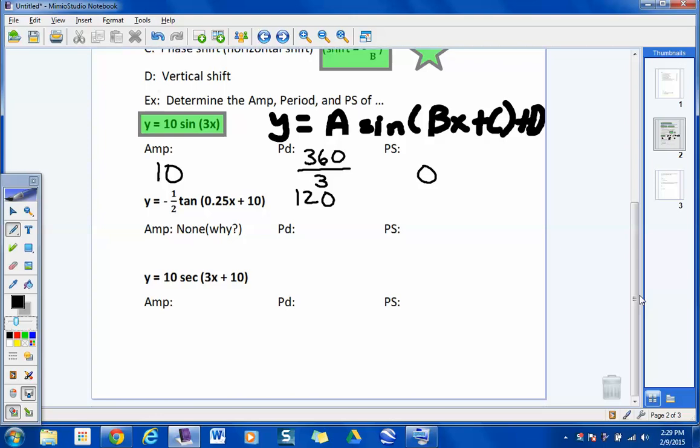Guys, the next one's going to start talking about the tangent function. When I do these problems, I like to list my A, B, C, and D values right here. So I'm going to do that right now. In this function, we're dealing with the tangent. What's the A value, by the way? Negative half. All right, so write that down. How about your B value? What's the B value?